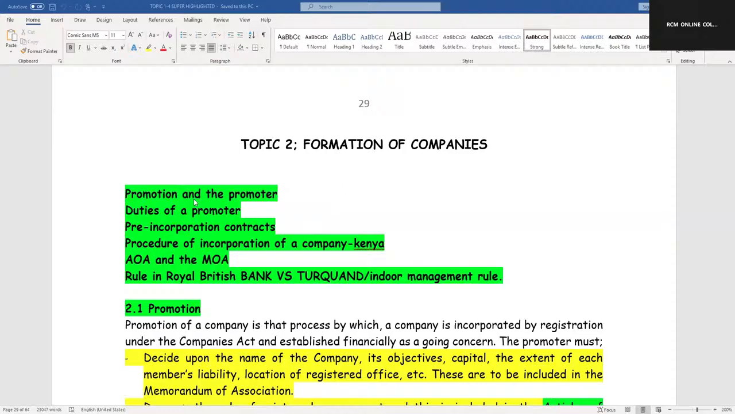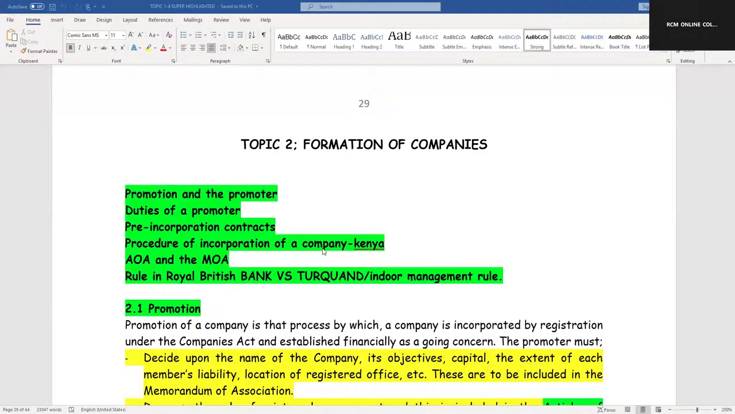So we learn about what is promotion and who is a promoter. We look at the duties of this person we call a promoter. There's something we call pre-incorporation contracts. The procedure of incorporating a company in Kenya. Then we look at the articles and the memorandum, which I've mentioned earlier, but now we'll delve deeper into what the articles are and what the memorandum is.